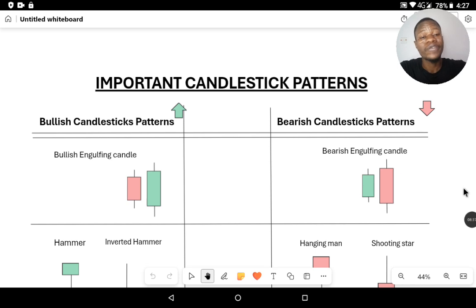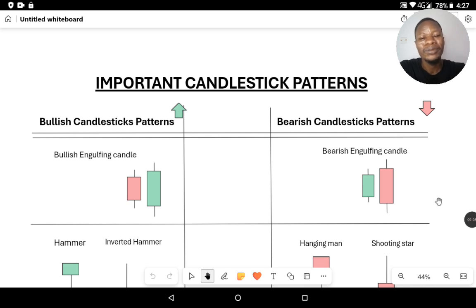These are candlestick formations you must always look out for in the market, because when you see them, especially when they are appearing on a zone or on a key level, or they can also appear on a trend line or on moving averages, it gives very significant information of what is about to happen in the market. So you must always look out for these patterns.